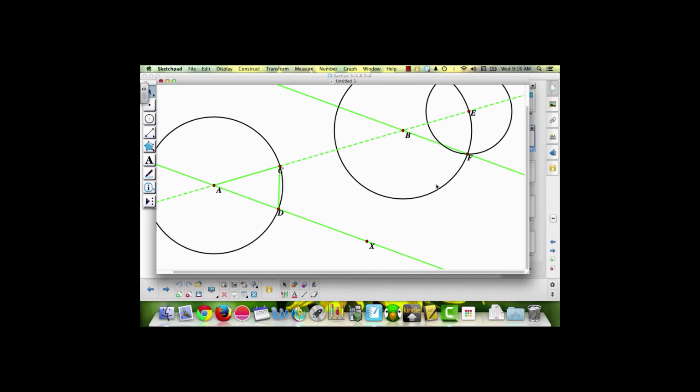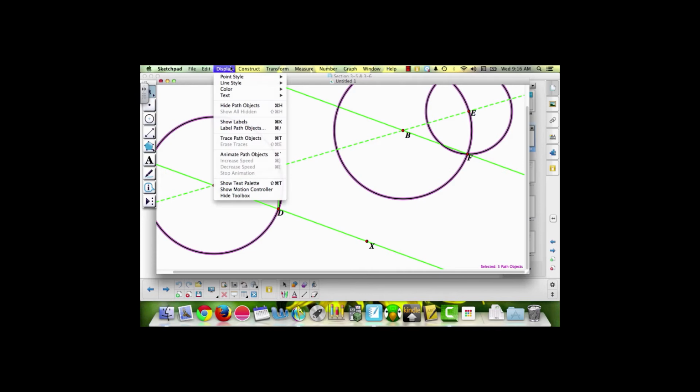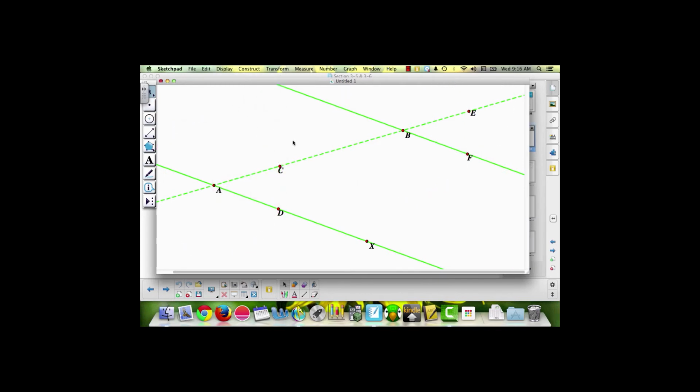Now I have a lot of things on my screen here, so I'm going to go ahead and hide some things that we don't need. All the circles and the segments that we made. And what we're left with are two lines and a transversal. What I created was angle EBF and angle CAD. These are a pair of corresponding angles, and I used all those circles so I could create them to be congruent.